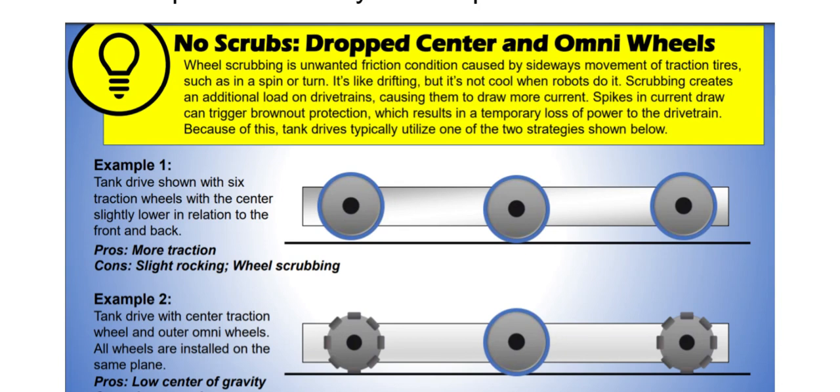However, what you lose is the traction. So now you have two wheels being omni wheels. You don't get the same traction that you did before with the three wheel drop center. So that's why you require at least one wheel to be drop center, or you require omni wheels, because it enables you to turn.